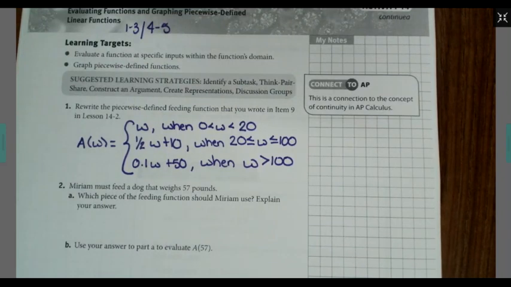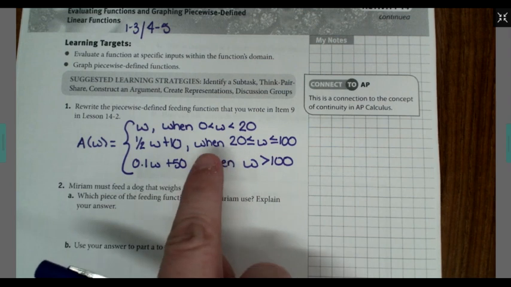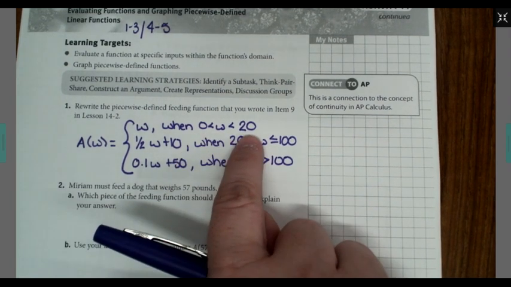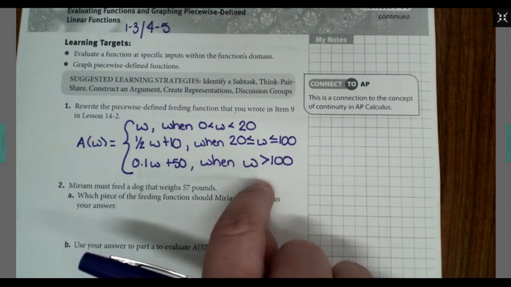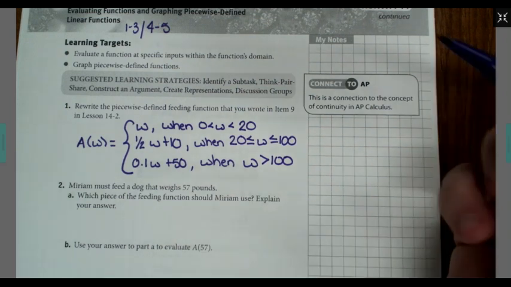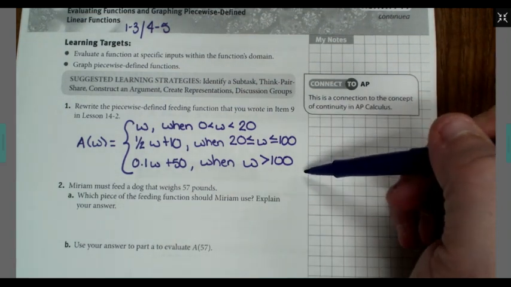Okay, let's take a look at number 2. Miriam must feed a dog that weighs 57 pounds. Which piece of the feeding function would Miriam use, and explain your answer? And then use your answer to part A to evaluate A of 57. So, the dog weighs 57 pounds, right? Well, these are my restrictions. 0 to 20 pounds, 20 pounds to 100 pounds inclusive, and bigger than 100 pounds. So are we going to be using function 1, function 2, or function 3?